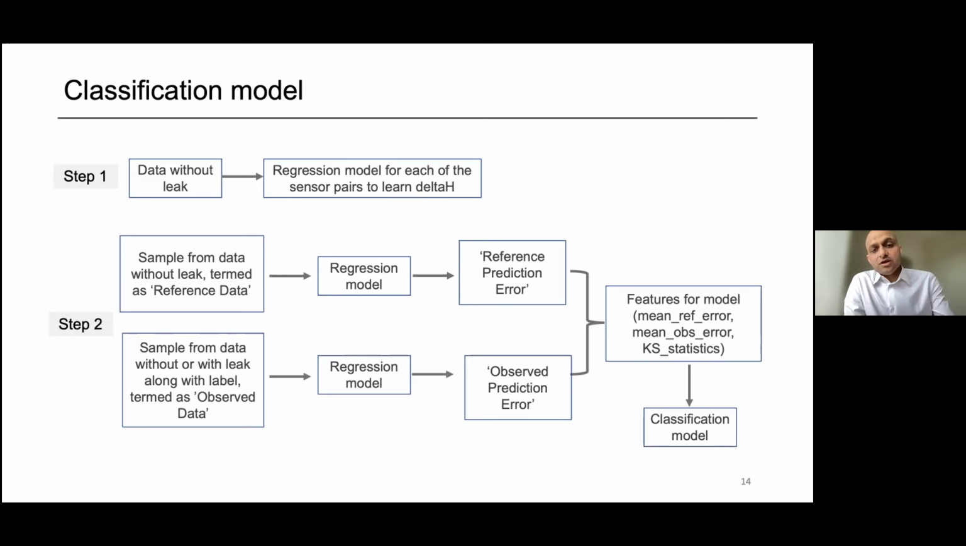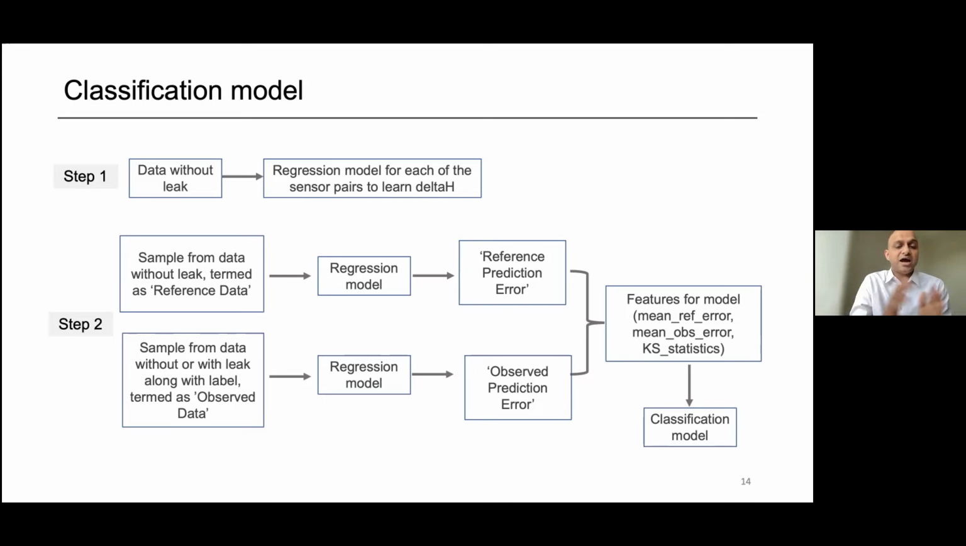For these experiments, for these two error profiles, we have stored their means, and we have also done a similarity test. The one that we have used is the Kolmogorov-Smirnov test, or the KS test, and we have stored the KS statistics. So this we have done for all the possible sensor pairs.